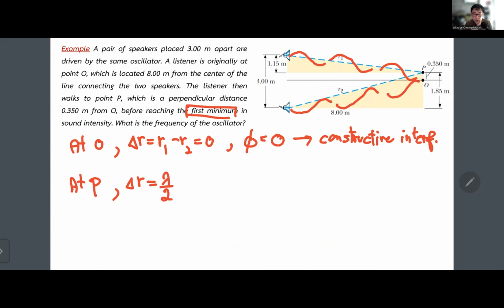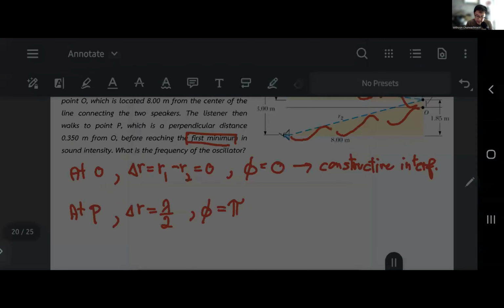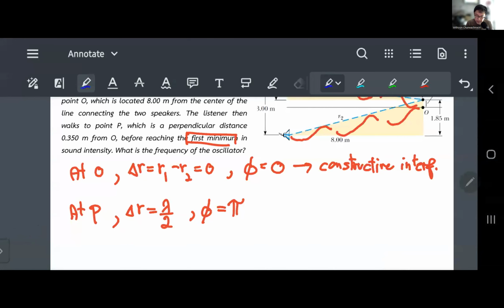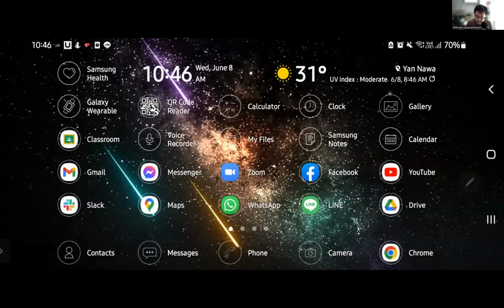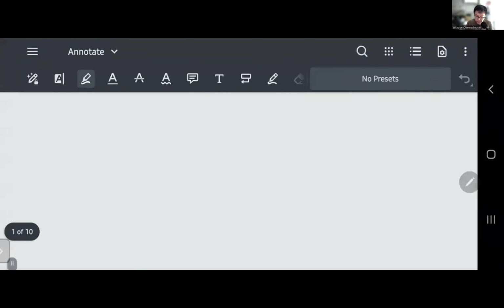It's quiet, no sound. And that means the phi, if you want to talk in terms of the phase, is going to be exactly pi. Cool? So that's it. All you have to do is the calculation then. All you need is to calculate the distances R1 and R2. That's what you need to do.